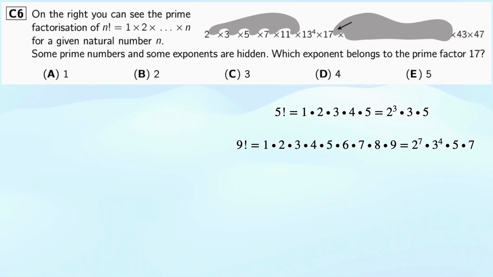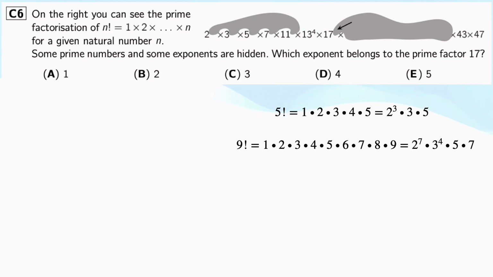Now, let's look at another example, the factorial of 9. The factorial of 9 is the product of the numbers from 1 to 9. Its prime factorization is 2 to the power of 7, multiplied by 3 to the power of 4, multiplied by 5 and multiplied by 7. It's different from 5. The factorization does not end with 9, but rather with the last prime number before 9, which is 7, because 9 is not a prime number.